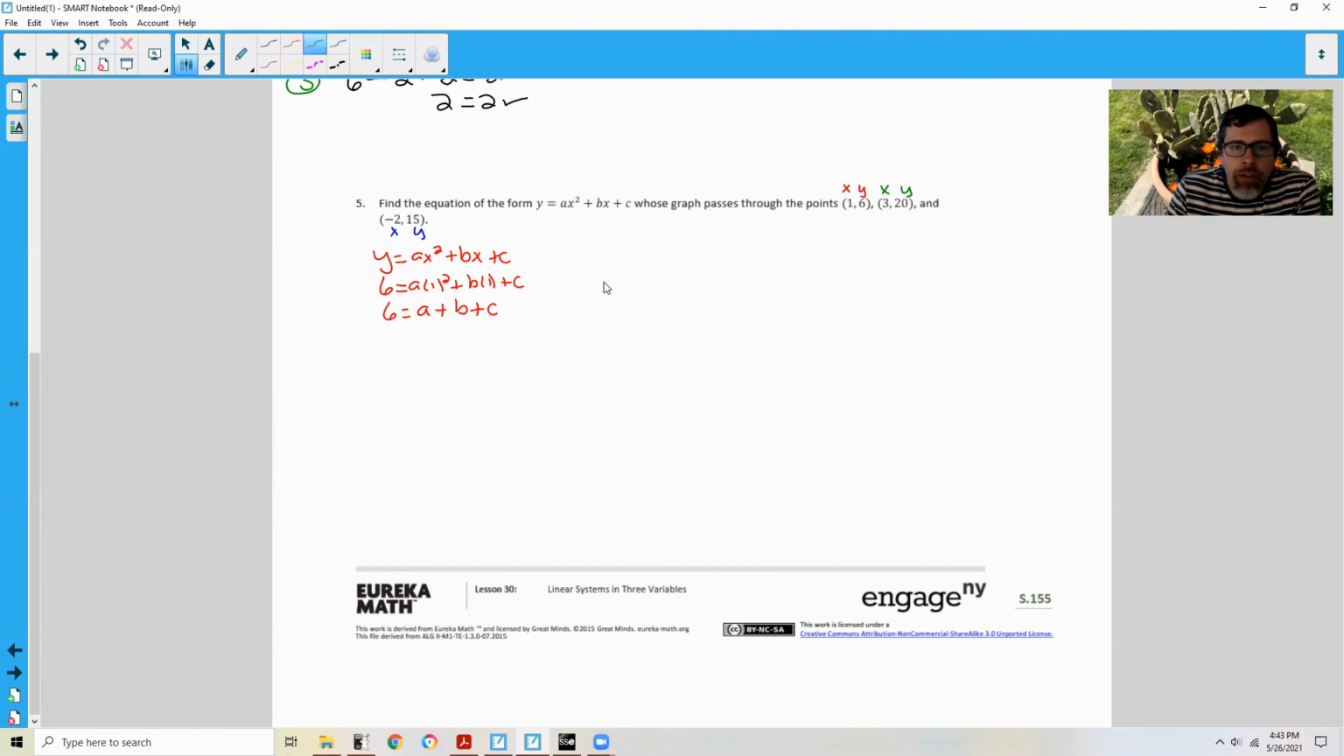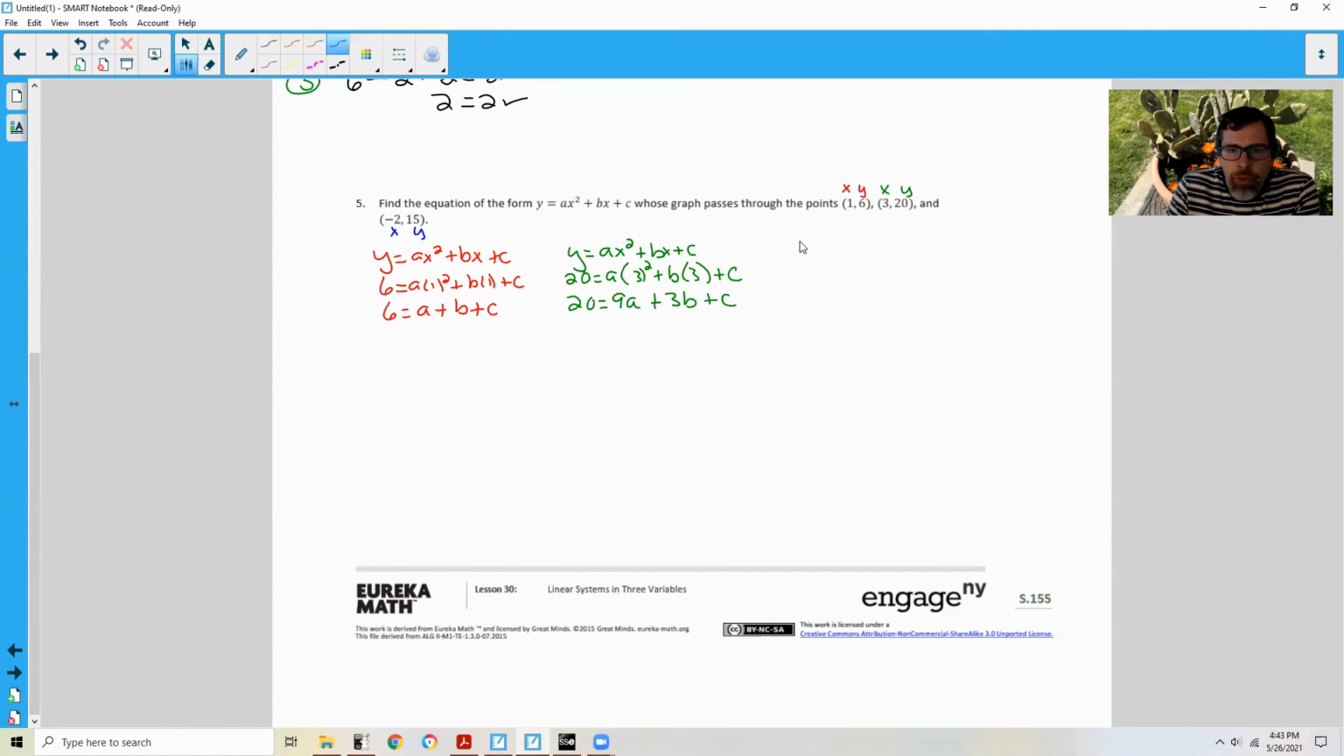So I have an equation, 6 equals A plus B plus C. I'm now going to do that again. Y equals AX squared plus BX plus C. Now Y is 20, so I'll put a 20 here. Now my X is 3, so I'm going to put a 3 here, squared, plus B times 3 plus C. So this is going to come out to be 20 equals 3 squared is 9, so I have 9A, plus 3 times B, or 3B, plus C. All right, you getting the idea now?